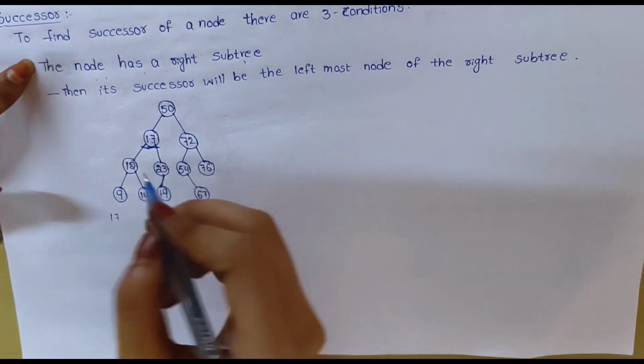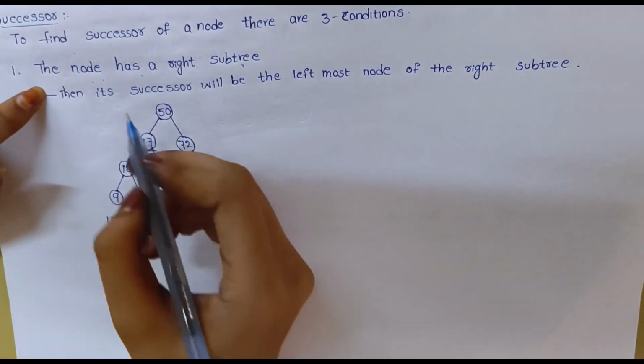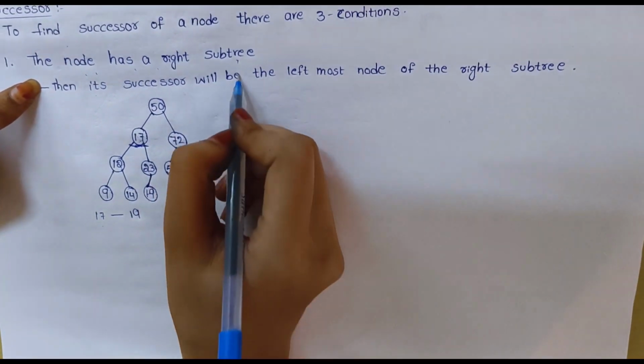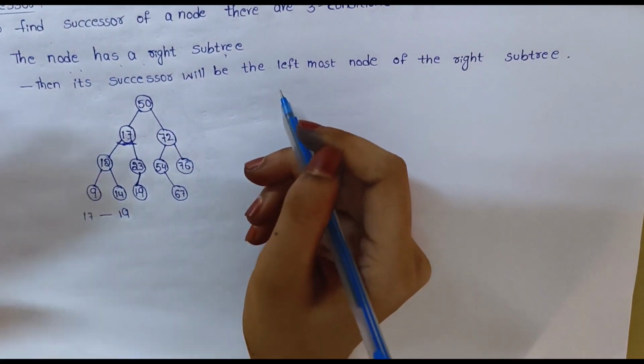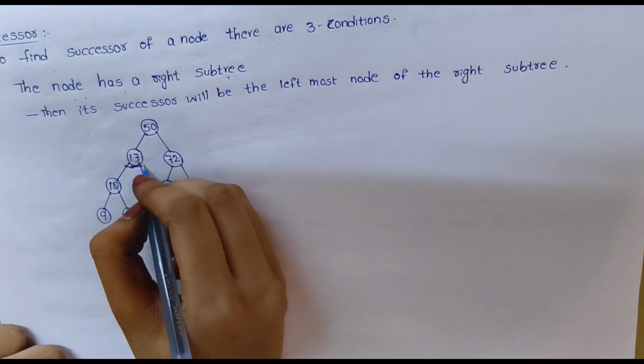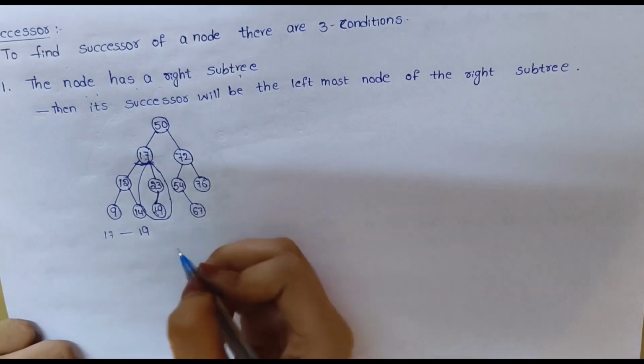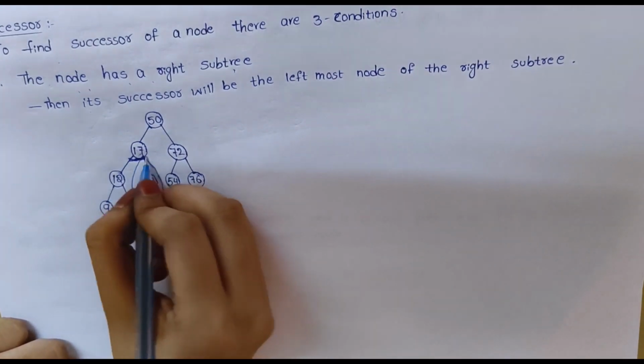In this case, the successor of 17 will be 19, because if it has a right subtree, then the successor will be the leftmost node of the right subtree. Here it is the right subtree, and the leftmost node is 19. So hence the successor of 17 will be 19.